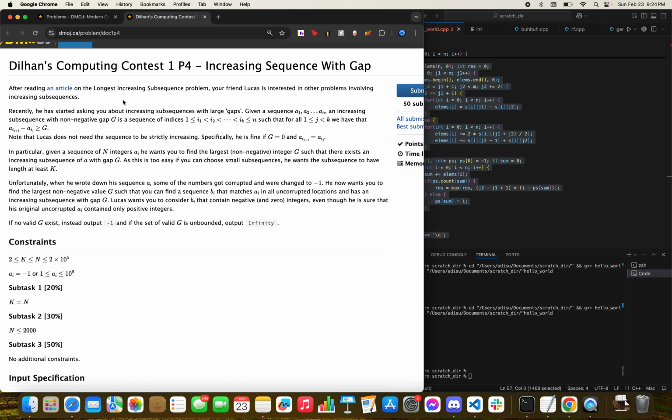He has started asking you about increasing subsequences with large gaps. Given a sequence A, 1 through n, an increasing subsequence with non-negative gap is a sequence of indices such that... Okay, I see. Oh, this is like a statement on the values, not on the indices. He doesn't need the sequence to be strictly increasing.